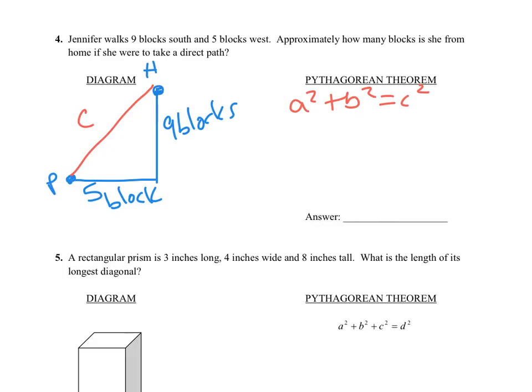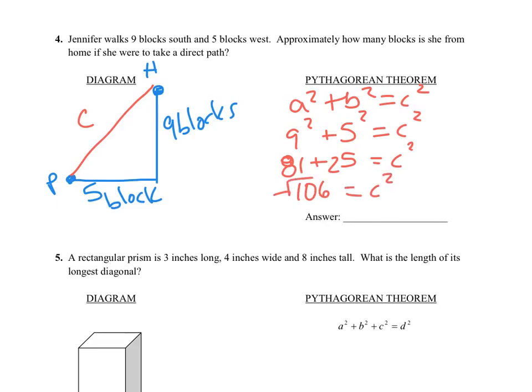Anyways, I digress. Okay, the length of one of my legs is 9. We're going to square it, plus the length of the other leg, which is 5. I'm going to square it, equals the length of the hypotenuse squared. 9 squared, that's 81. 5 squared, that's 25. We're going to add those, and that's going to equal the length of my hypotenuse. At this point, we're going to go ahead and add. So 81 plus 25, that's 106, equals c squared.